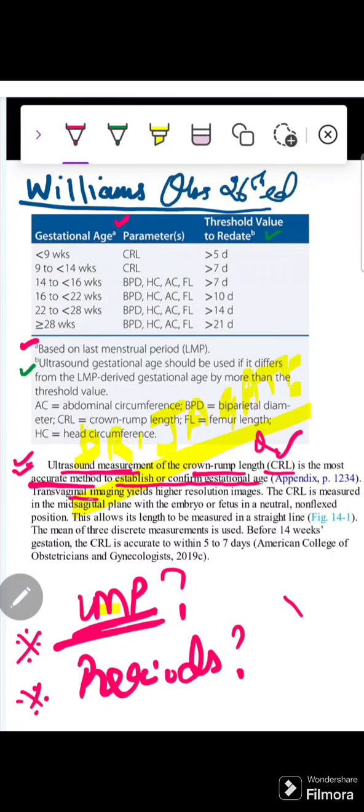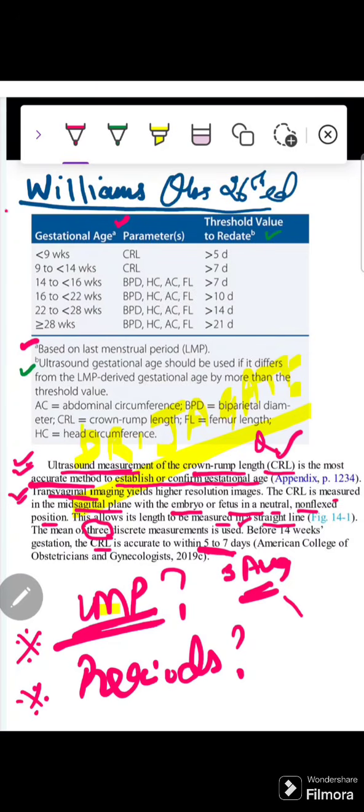Remember that TVS is a better modality for obtaining the crown rump length. It is measured in the mid-sagittal plane with the embryo or fetus in a neutral, non-flexed position, so that you can measure it in a single straight line. You have to take 3 discrete measurements and take the average of those 3. Before 14 weeks, if you are using CRL, it is accurate to within 5 to 7 days. So whatever gestational age I'm telling, it is accurate with a discrepancy of just 5 to 7 days.